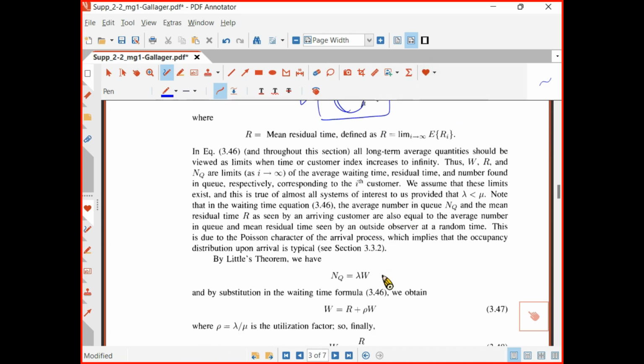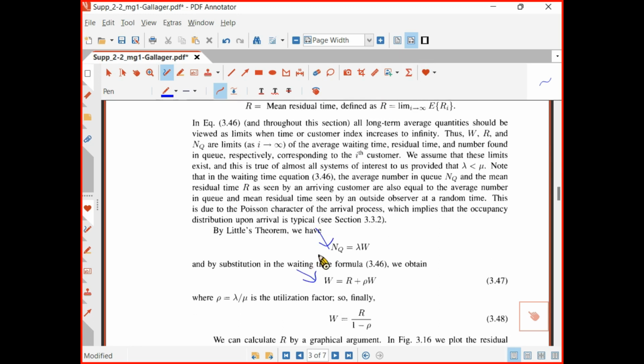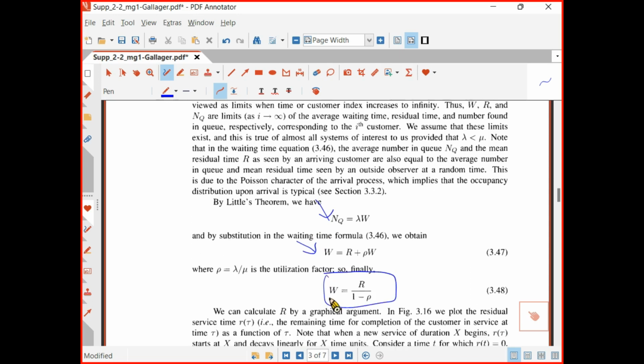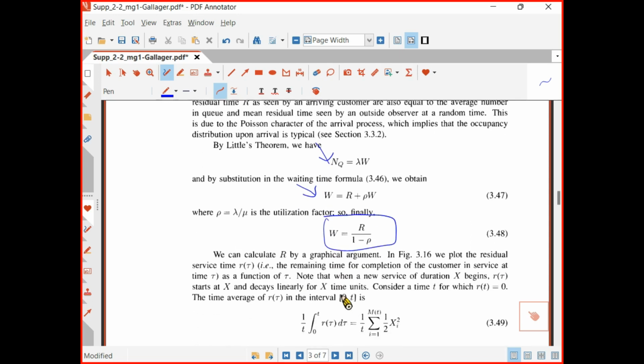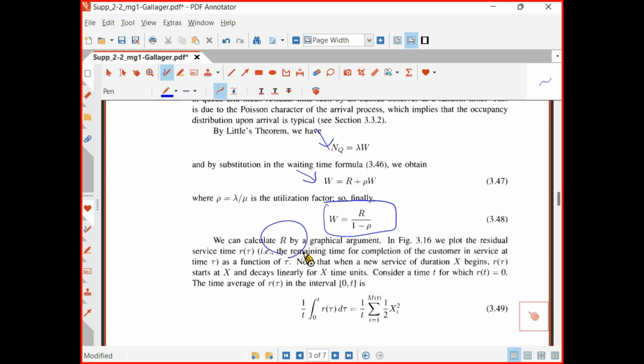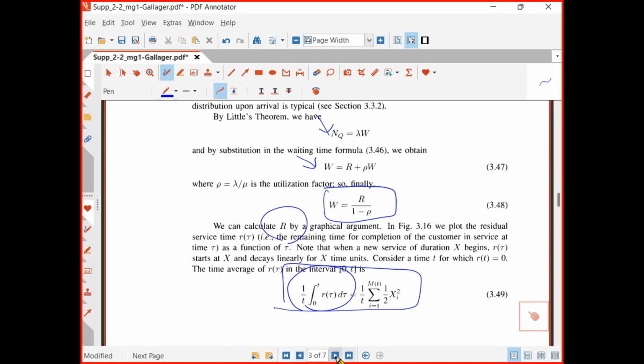You can have some relationship, this correct, so we can have this way, and so that we have the new expression. Once we have a new expression, the problem is how to find residual time. Residual time, actually, we have this. We can use this one, residual. So how to have a residual? Look at this.